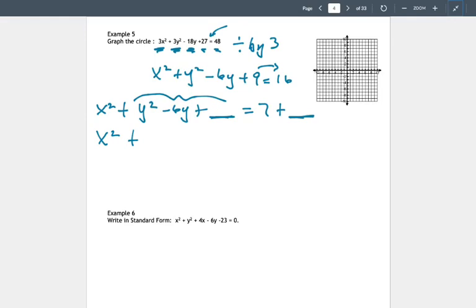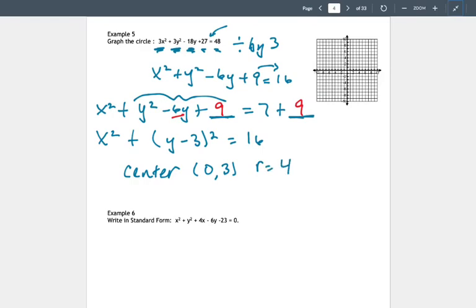So remember, I take that negative 6 and I divide it by 2 and I square it to get 9, so I'll add 9 to both sides. Now I can go ahead and factor that. So that's going to factor to be y minus 3 squared equals 16. Now I know my center for this circle is at 0, 3, and my radius will be the square root of 16, which is 4. And then we can graph it. Okay, so this is that circle graphed with a center at 0, 3, and a radius of 4.